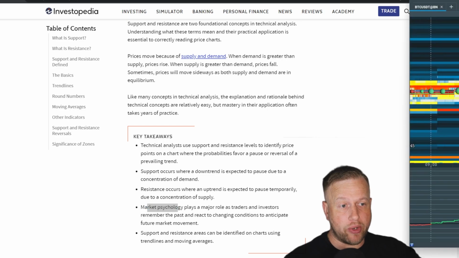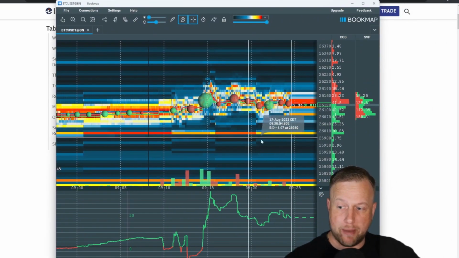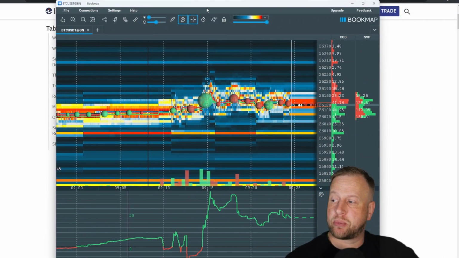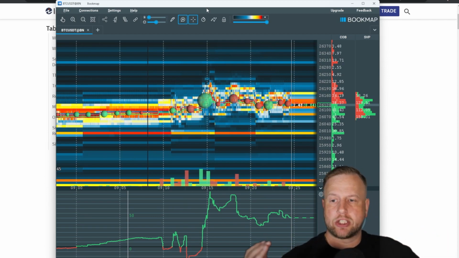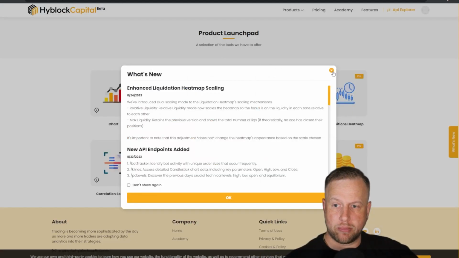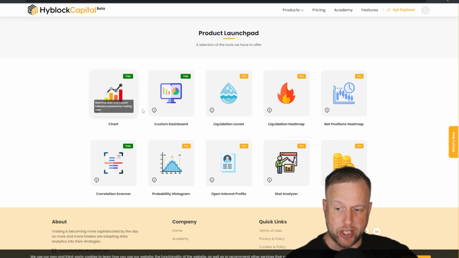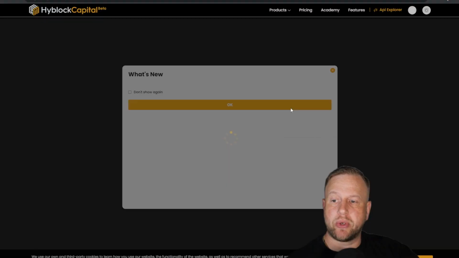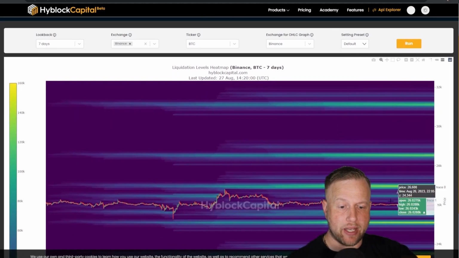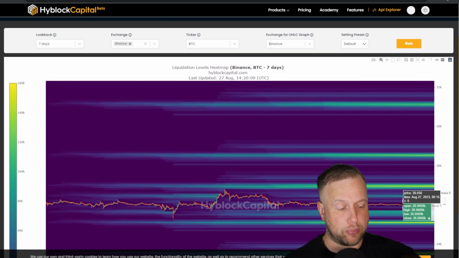You're not always going to find support and resistance levels on Bookmap. You're not always going to find support and resistance levels on some kind of liquidity program, right? Some kind of heat map program. You're just not. You're not going to be able to look at a liquidation heat map all the time like this and find those support and resistance levels.